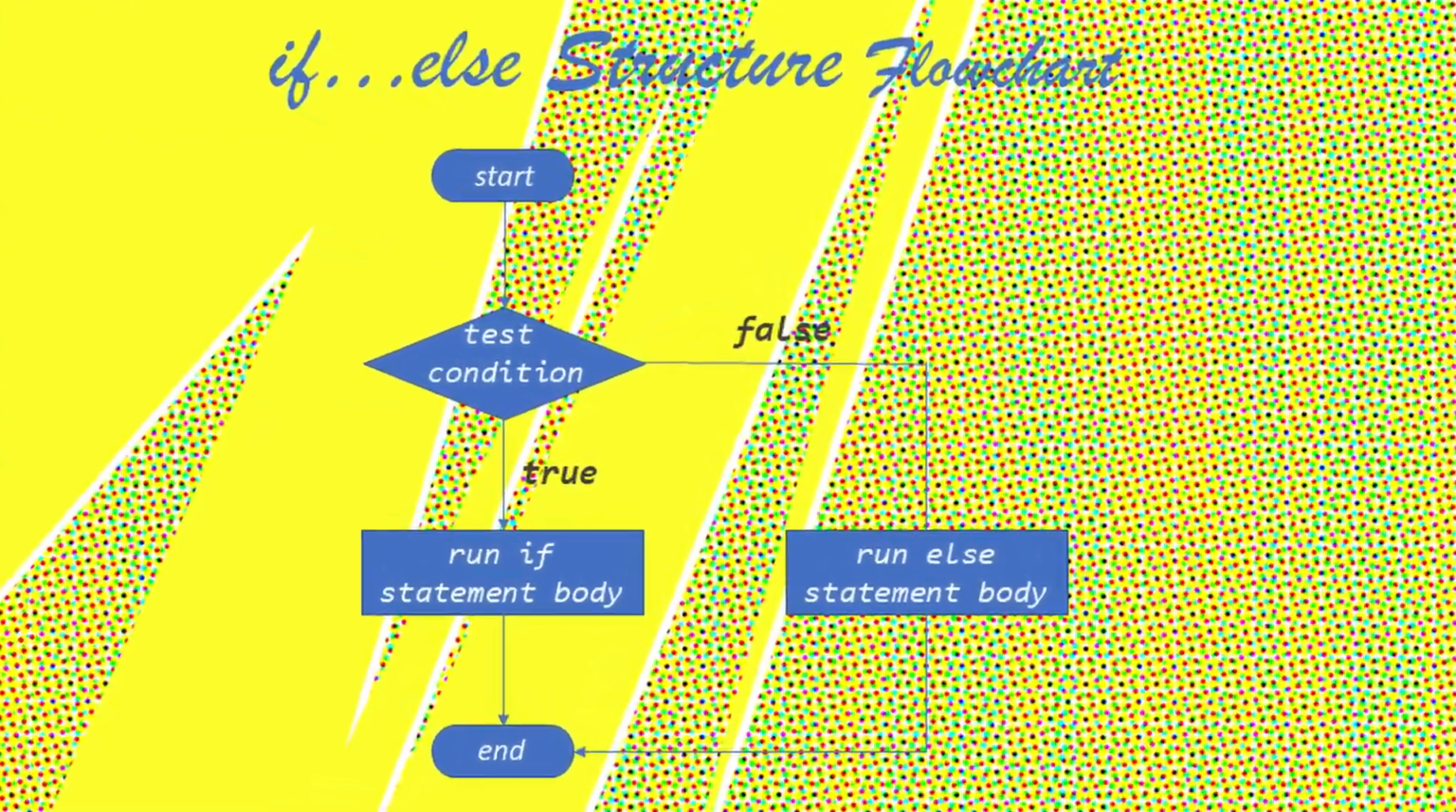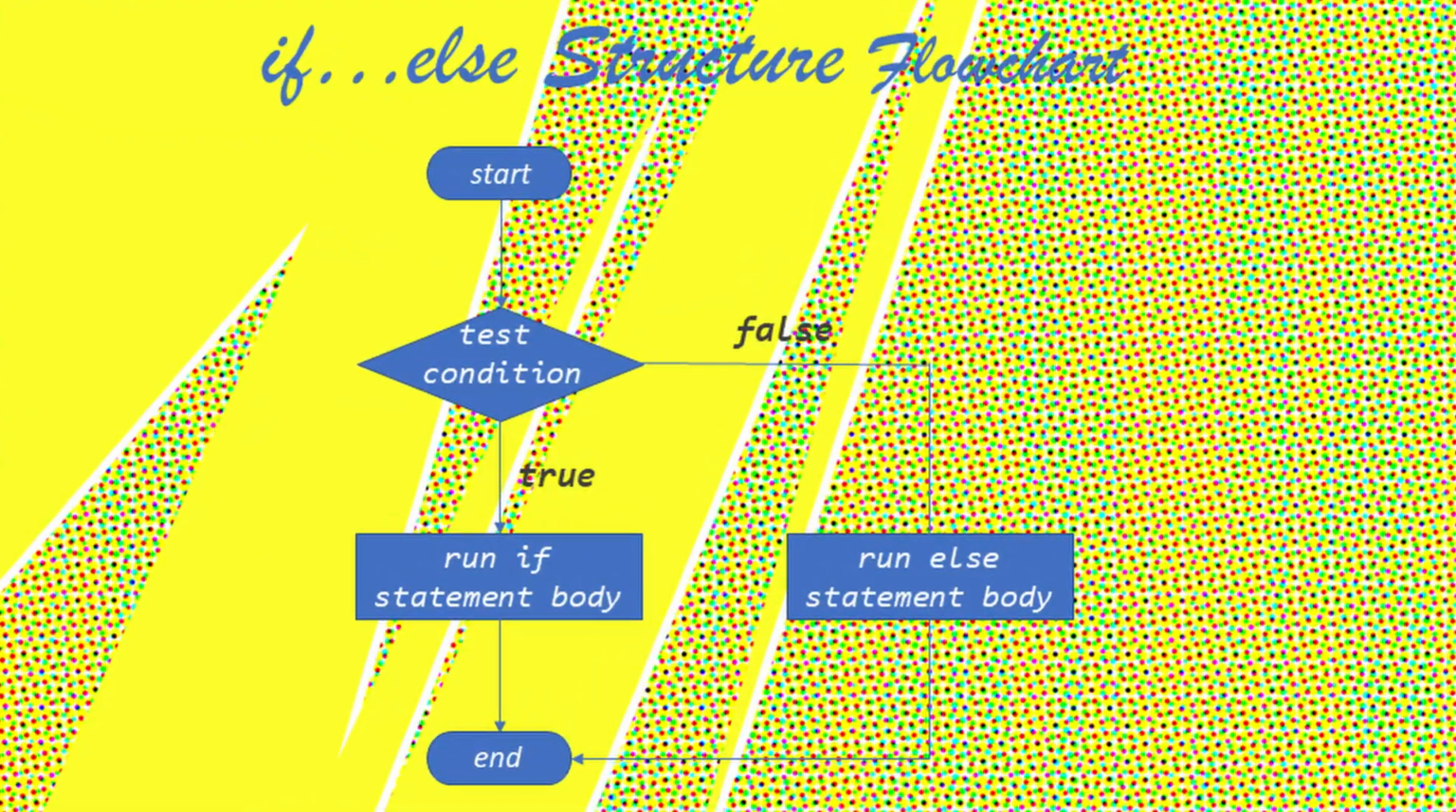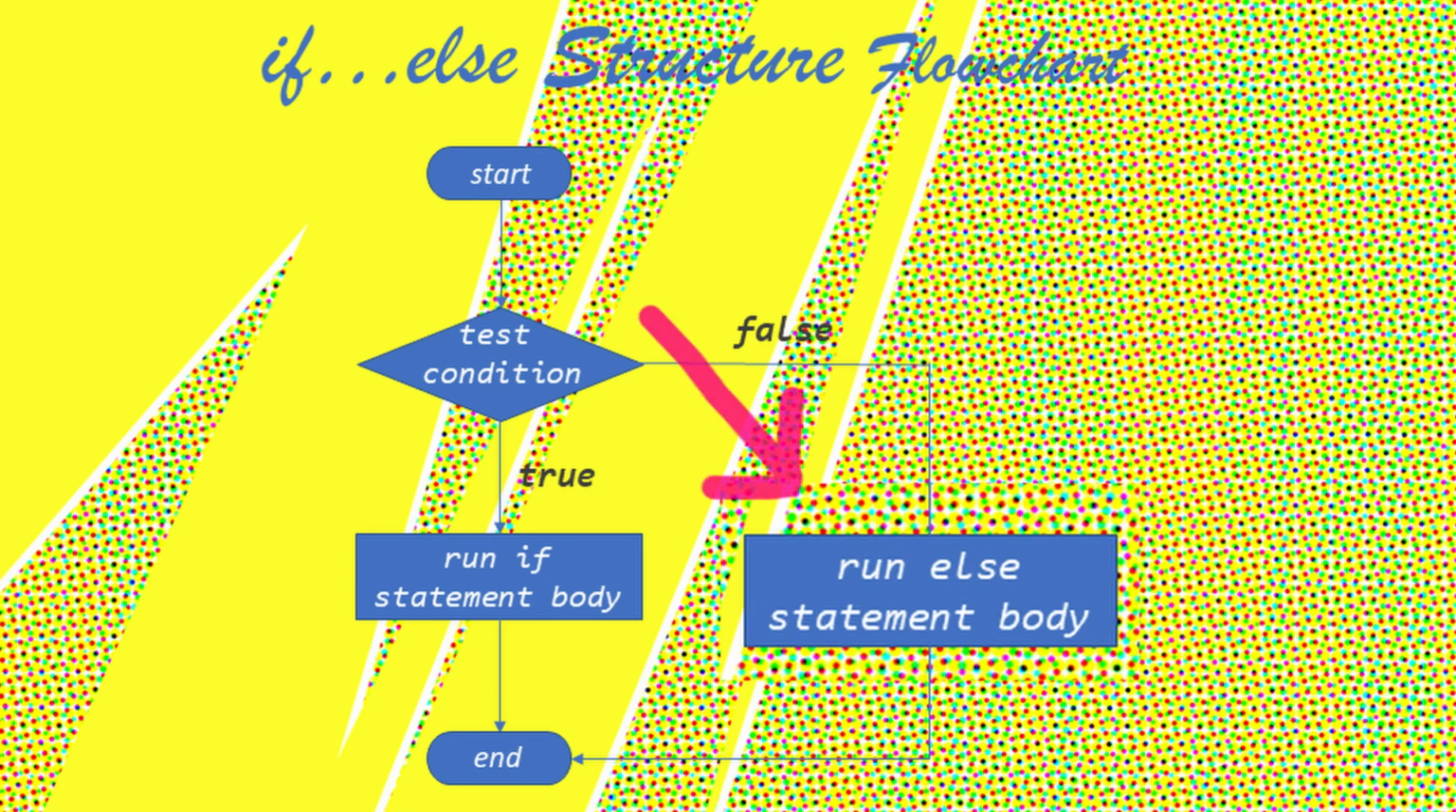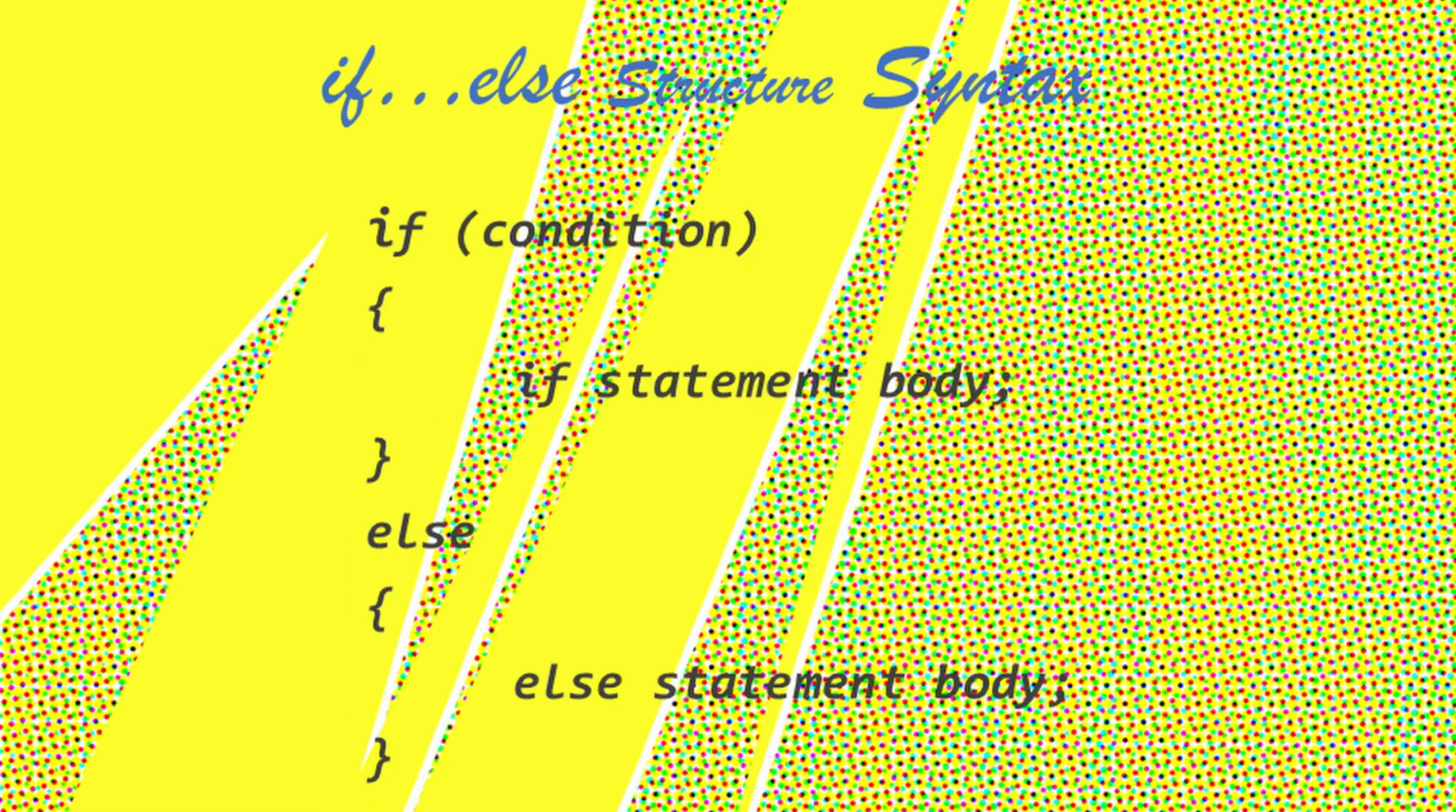We can enhance the decision-making process by providing an alternative choice through adding an else statement to the if statement, so as to execute the else statement body when the test condition evaluates to false. However, if we want nothing to be done when the specified condition evaluates to false, then the else statement should not be used. We need to provide the else segment if we want something to be done when the condition evaluates to false.